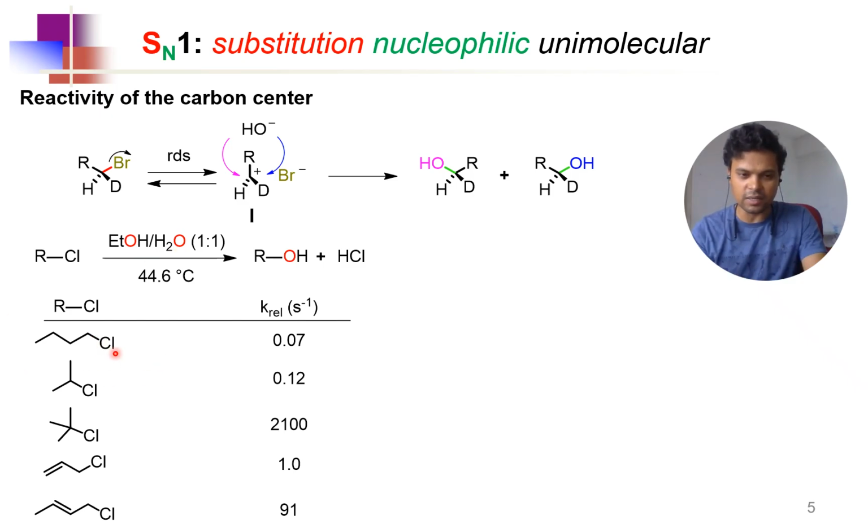So this is a primary carbon, where the carbocation can be stabilized by 2 hyperconjugations. This is the secondary carbon; you could have 6 hyperconjugations. Now here you have 9 hyperconjugations. So you can see the rate changes from 0.12 to 2100 times. That is very, very much faster.